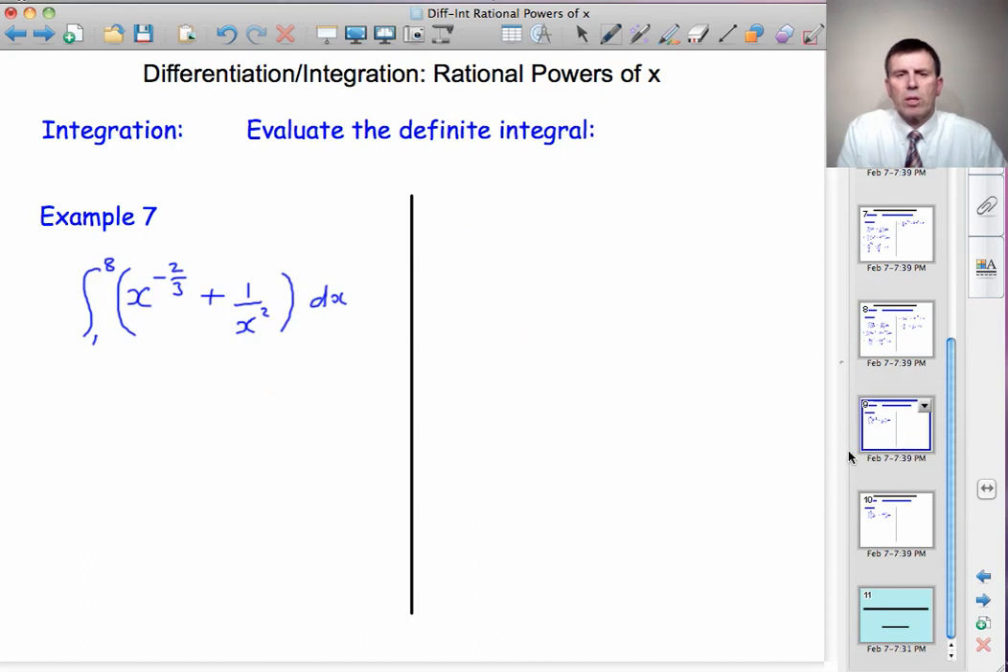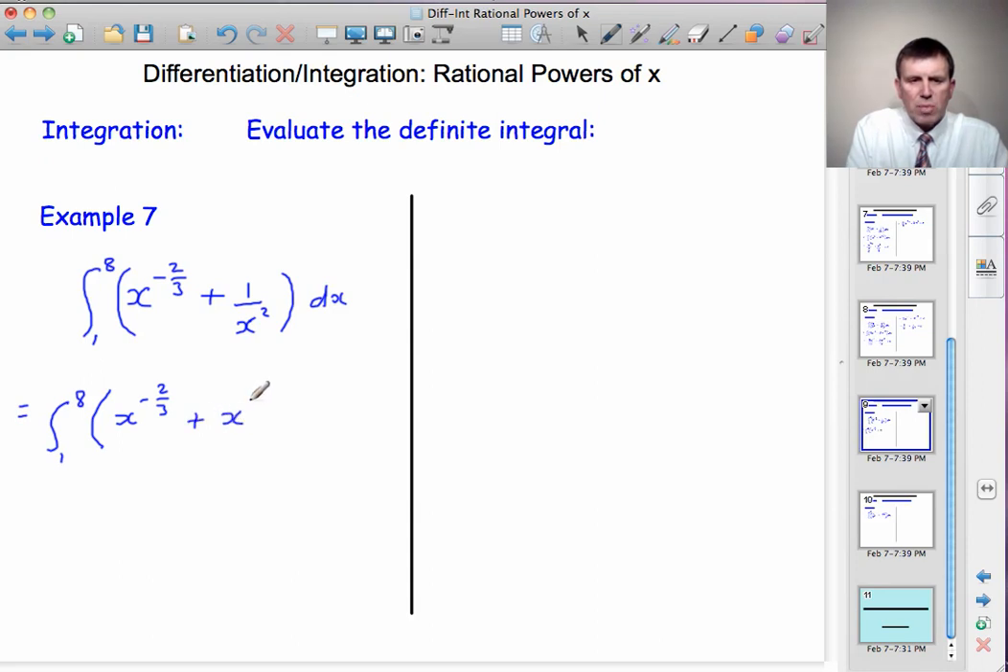We'll now go on to look at 2 definite integrals, where we have to substitute values once we've integrated. So example 7, integrate between the limits of 1 and 8, x to the minus 2/3 plus 1 over x squared. Rewrite to start with, 1 and 8, x to the minus 2/3 in the right format, but this second term needs to be rewritten as x to the minus 2.